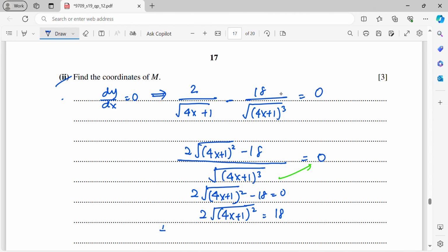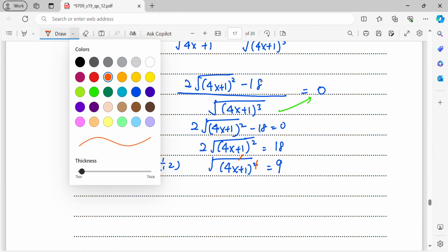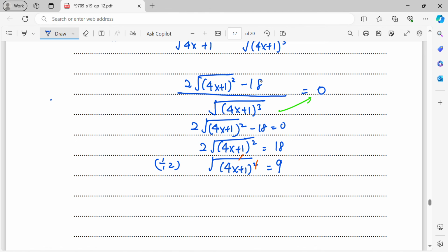And now I divide by 2. So when I divide by 2, I'm getting square root of (4x plus 1) squared equals 9. And now here, square and square root can be cancelled off. So I am getting 4x plus 1 equals 9. Therefore, 4x equals 8. Hence, your x is 2.